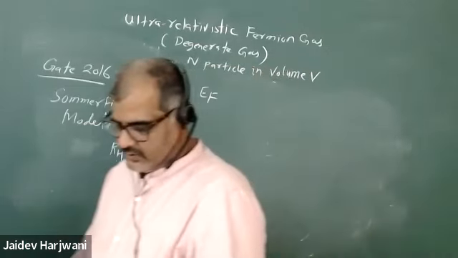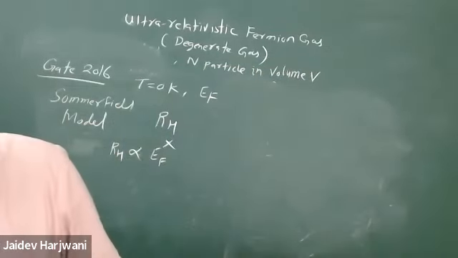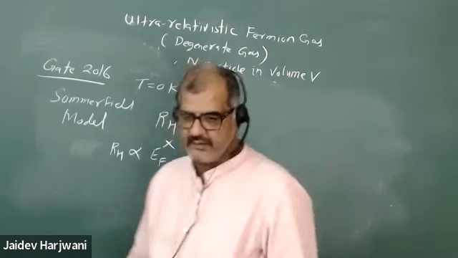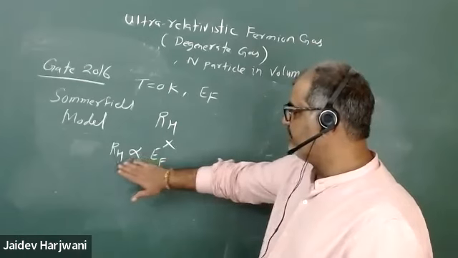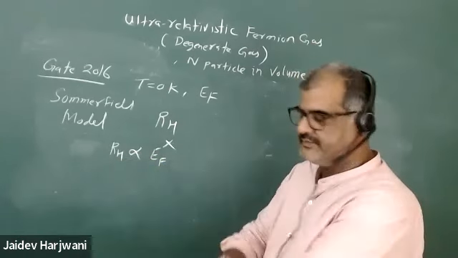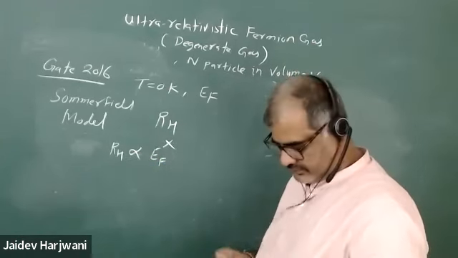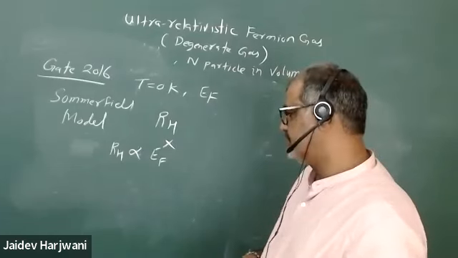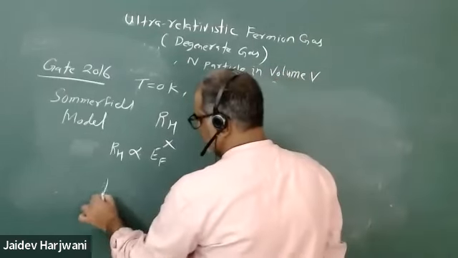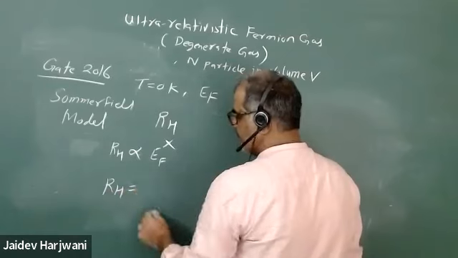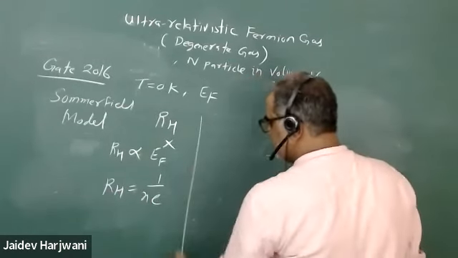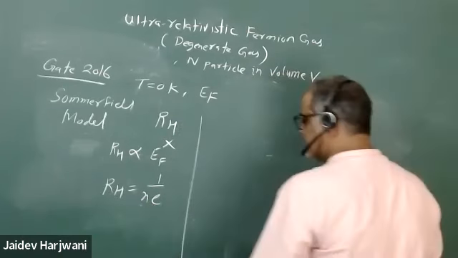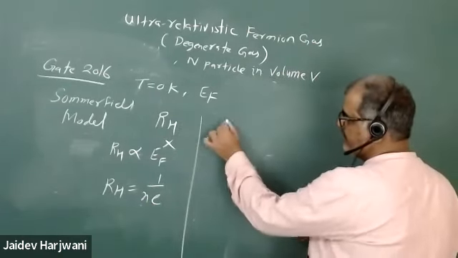So how can we proceed? Anyone? How can we relate the Hall coefficient with Fermi energy? Sir, RH is equal to 1 by NE. Very good, you got it. RH is equal to 1 by NE, and N is the number density. And the number density depends on Fermi energy.